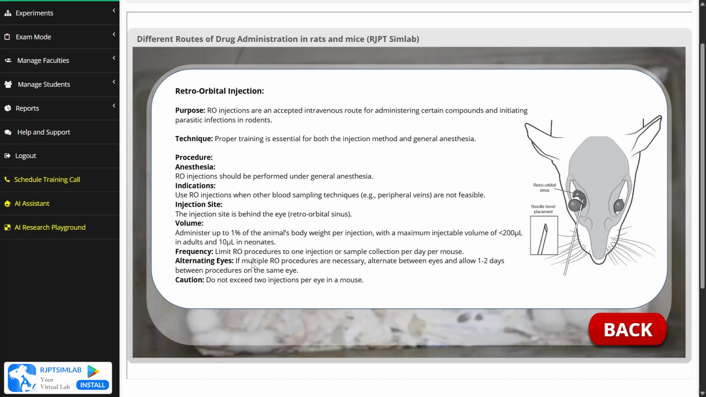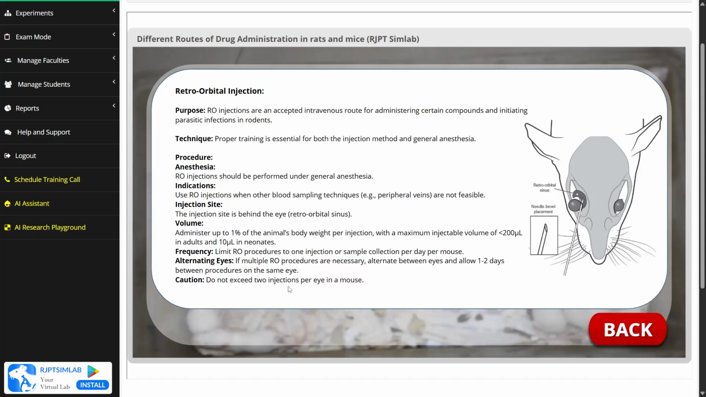The alternating eyes. If multiple retroorbital procedures are necessary, alternate between eyes and allow 1 to 2 days between procedures on the same eye. We have to provide them a gap of at least 1 to 2 days so the rodent does not feel pain and gets comfortable with the situation.